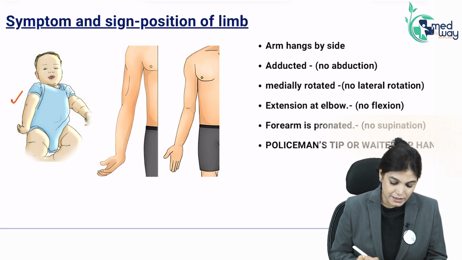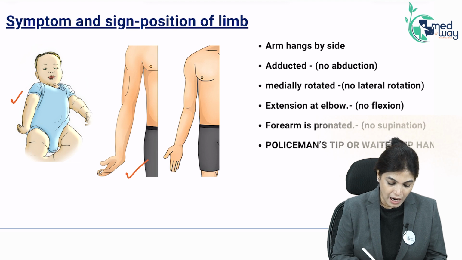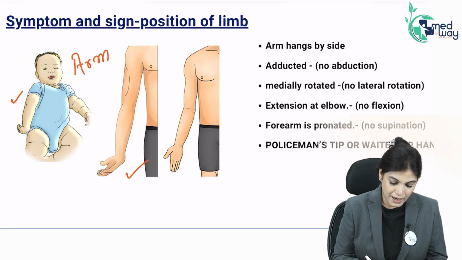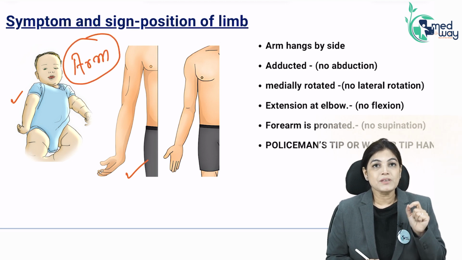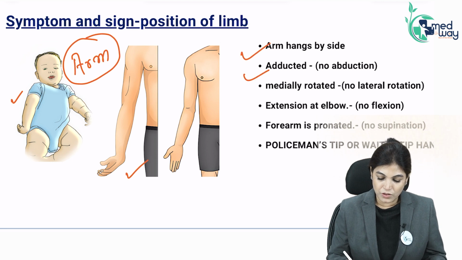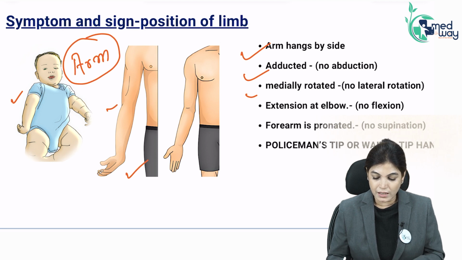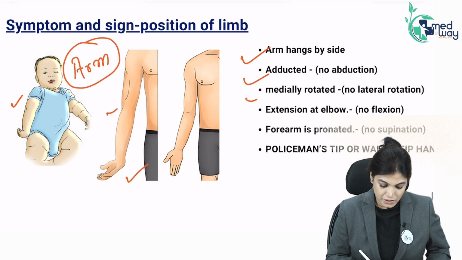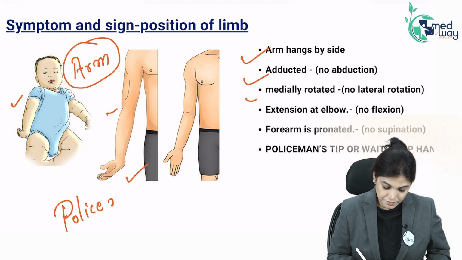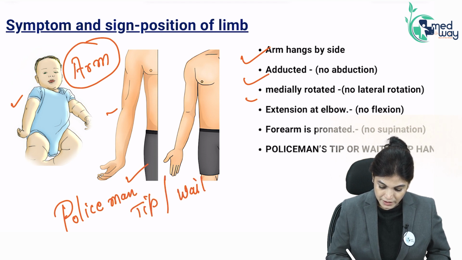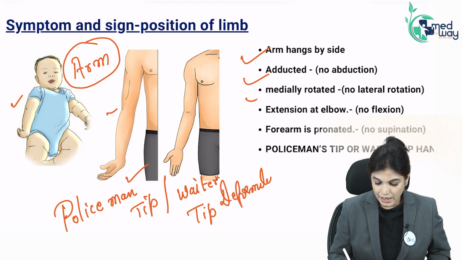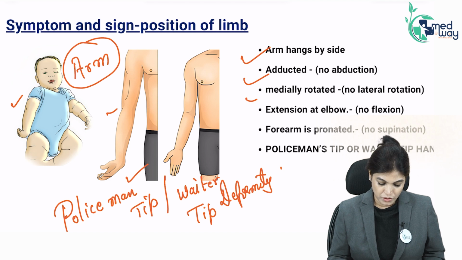Now, what you can appreciate in this image is that the arm is hanging by the side, medially rotated and adducted. If you look, the elbow is extended and the forearm is pronated. This is also called policeman tip or waiter tip deformity, which is seen in the condition of upper trunk brachial plexus injury.